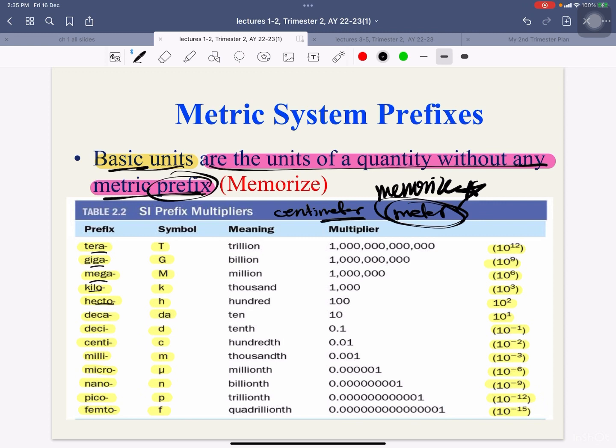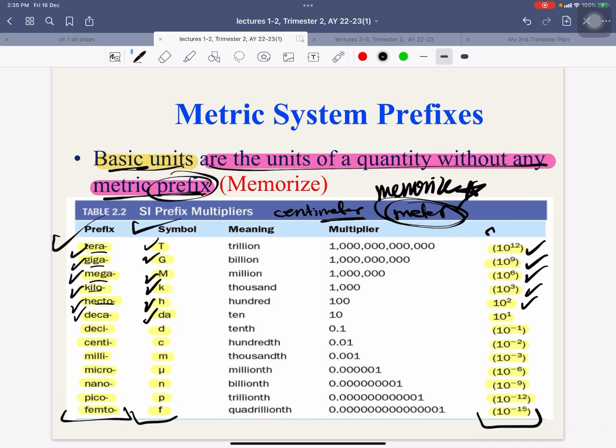So here, the key to understanding this, we need to know the names of all the prefixes. We need to know their symbols. And we need to know their 10 to the power of what. This is what we need to know, this and this and this. The moment we memorize this part and this part and this part, everything is going to be so much easier.